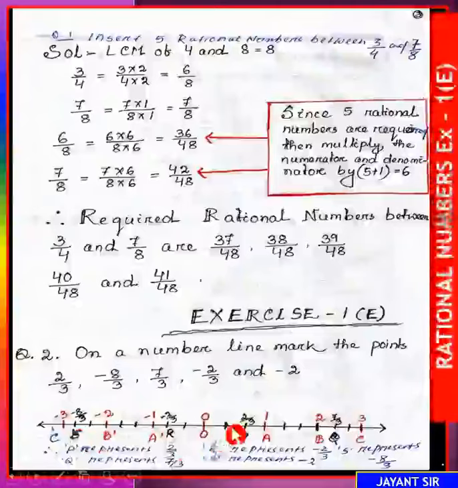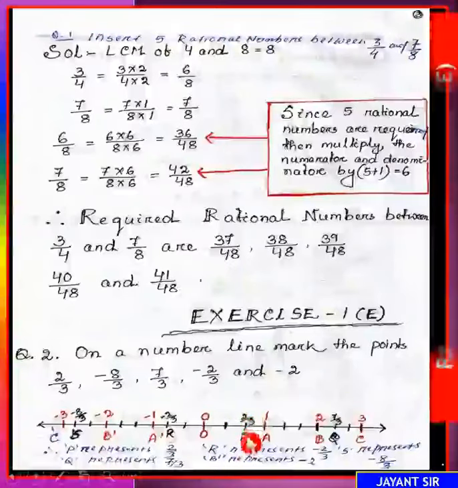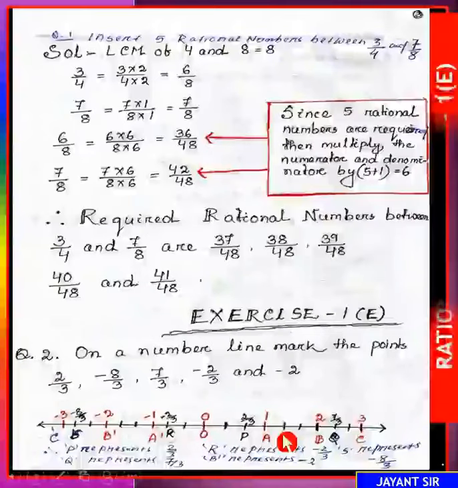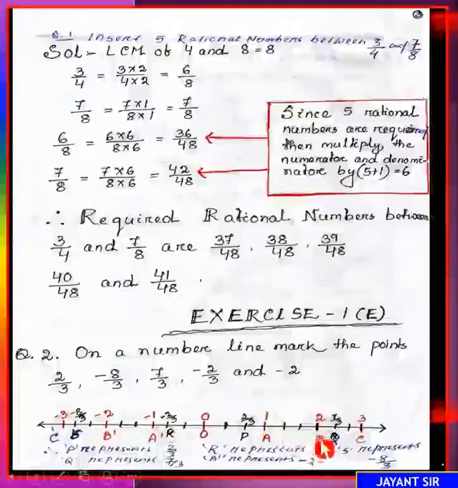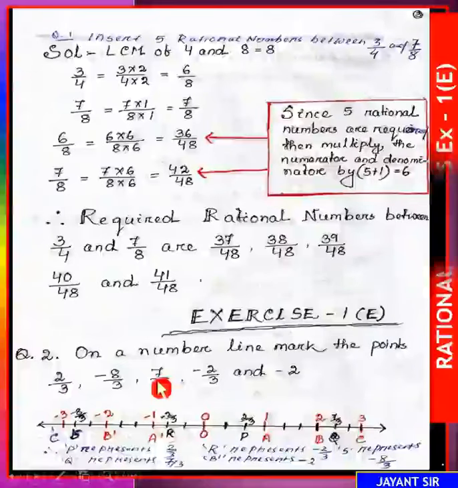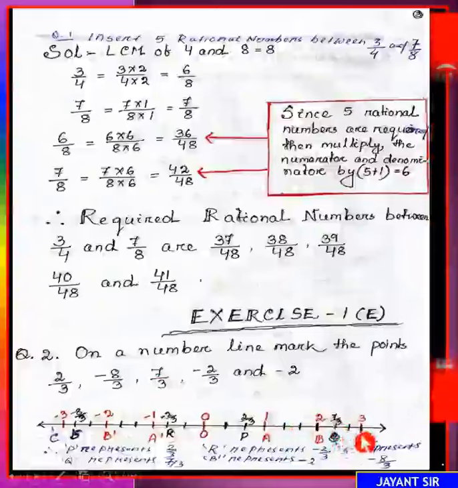Now go on counting. With 3 equal parts, this is 1 by 3 and that is 2 by 3. The question gives 2 by 3, so we mark it as P. Then 3 by 3 is 1, then 4 by 3, then 5 by 3, then 6 by 3, then 7 by 3. The question gives 7 by 3, so we write 7 by 3 as Q. Then this is 8 by 3, and this is 9 by 3, which reduces by 3.